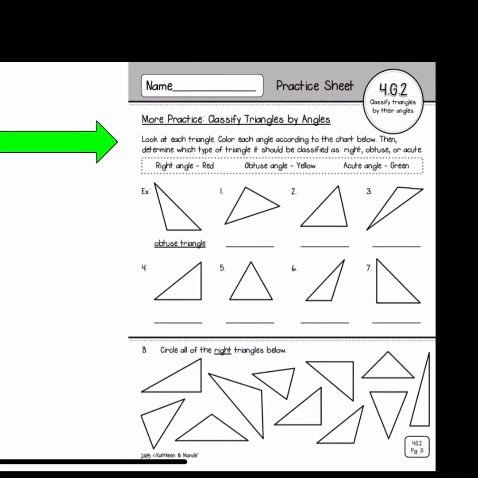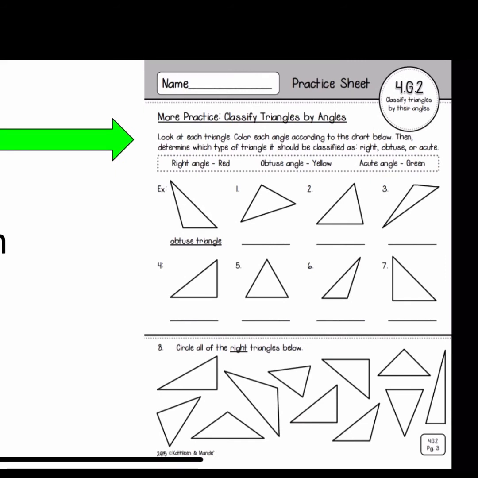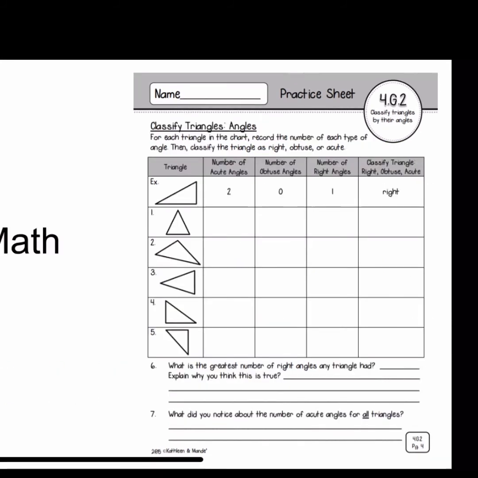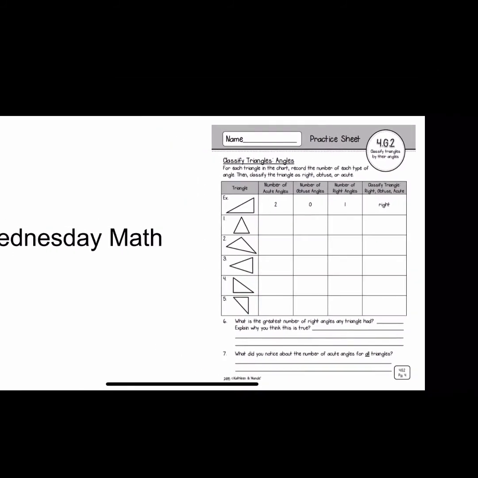Here's your Tuesday math. More practice. Classify triangles by angles. Look at each triangle, color each angle according to the chart below, then determine which type of triangle it should be classified as, right, obtuse, or acute. Right angles are red again, obtuse angles are yellow, acute angles are green. I marked up my triangle, 2 acute angles, 1 obtuse. That's an obtuse triangle. Circle all of the right triangles below for the last step.